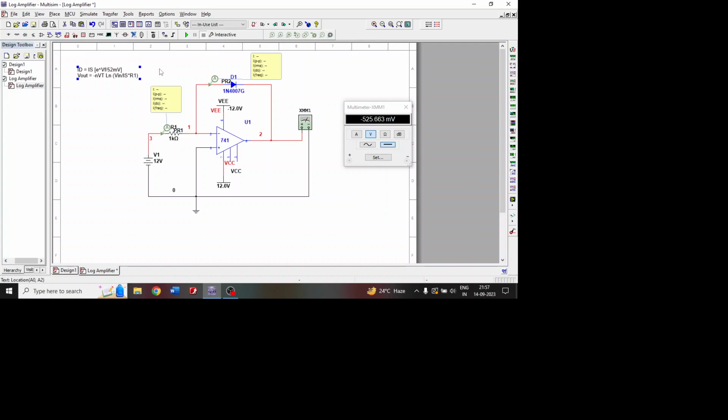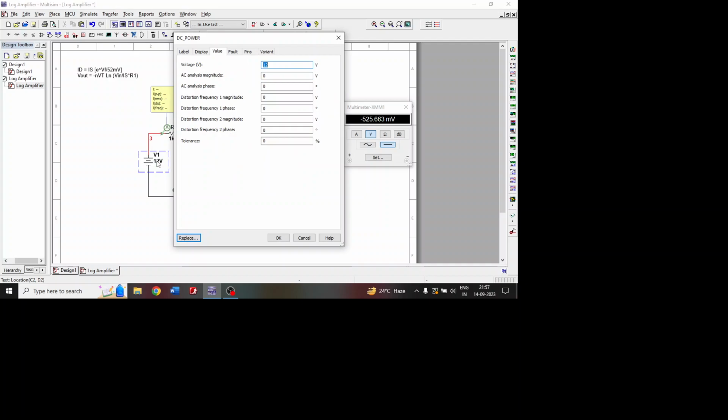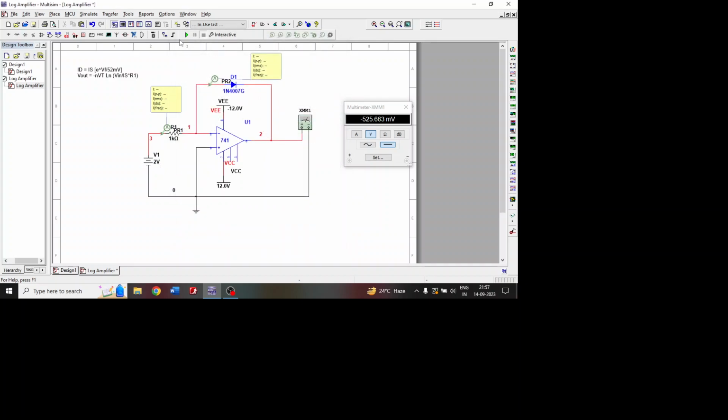Okay, this is the theoretical part roughly. Let us see how we can simulate it and how we can interpret the results. Say for example, I am taking this V1 as 2 volts and running it. You can see the output is minus 586.298 millivolts, or approximately minus 587 millivolts.